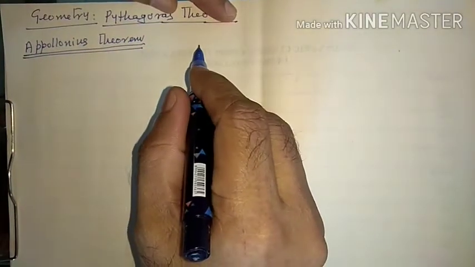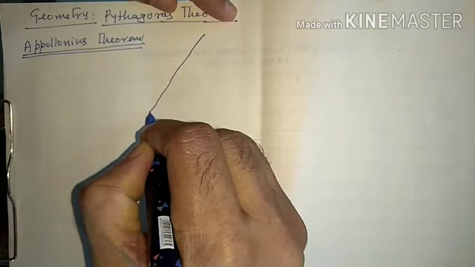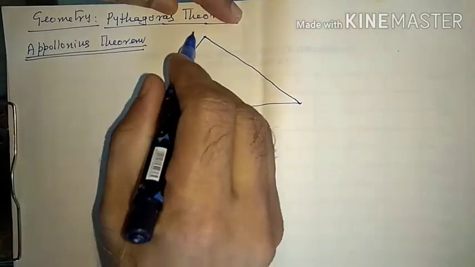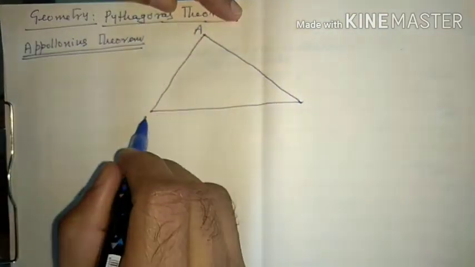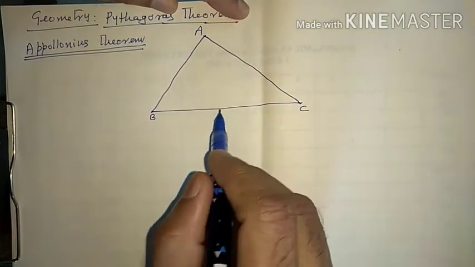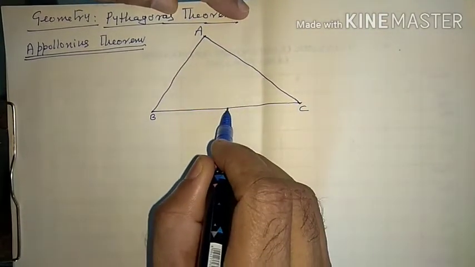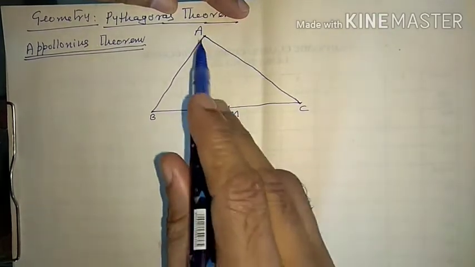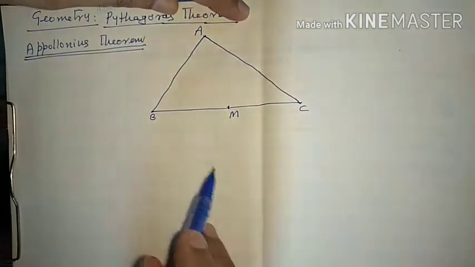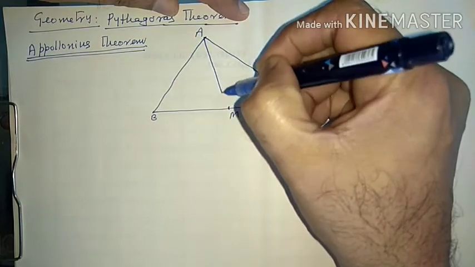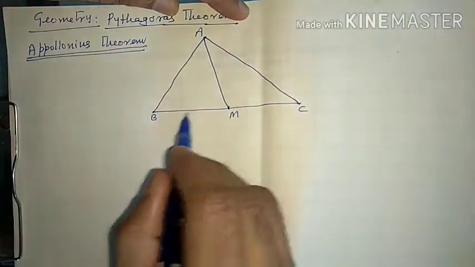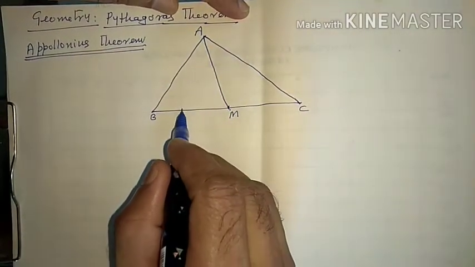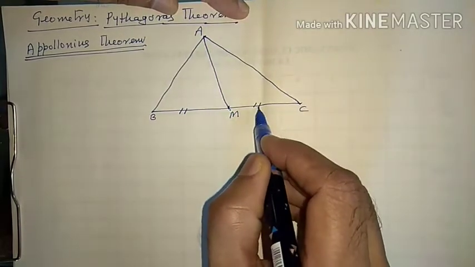What does the Apollonius theorem say? There is a triangle ABC. Exactly the midpoint of BC we take. This is D, or we can take M. M is standard. AM is a standard median. So AM is a median. M is the midpoint, therefore BM equal to MC equal to half of BC.